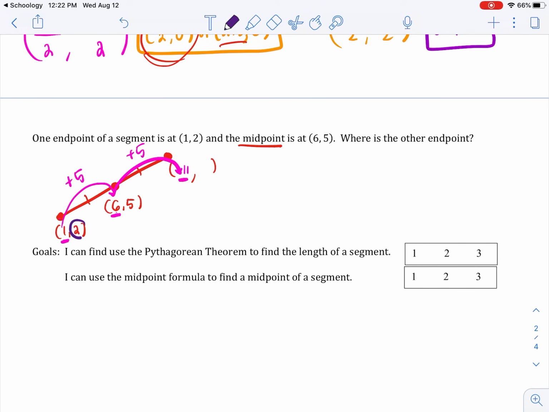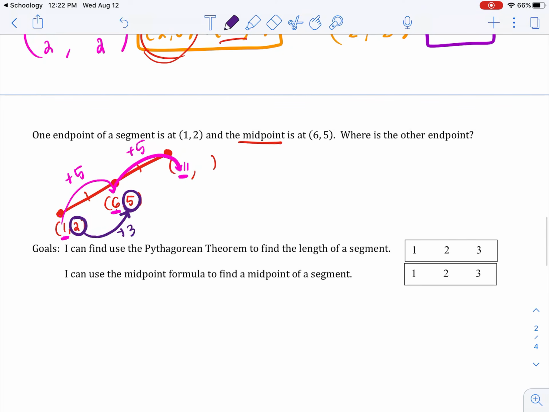All right, let's see what you got. This one's at 2. This one's at 5. How far are they from each other? 3. I'd have to add 3 to get there, right? So I'm going to add 3 to get here. 5 plus 3 is 8. So my answer is 11, 8.